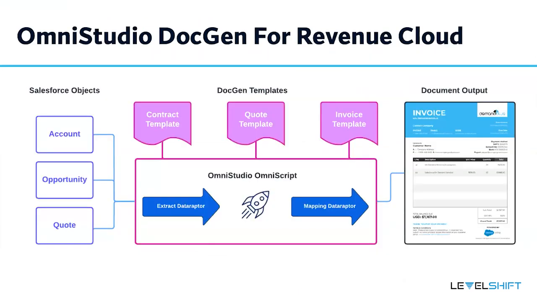And then just high level painting the picture as we go through. Ashwini goes through the demo today. What we want to cover is showing the relationship and how we've got our standard Salesforce objects and our CPQ objects that everyone's familiar with. We've got the OmniScript that is leveraging our data raptors. So, we're going to show two data raptors, one to extract data from those Salesforce objects, and another to map that data into our document.